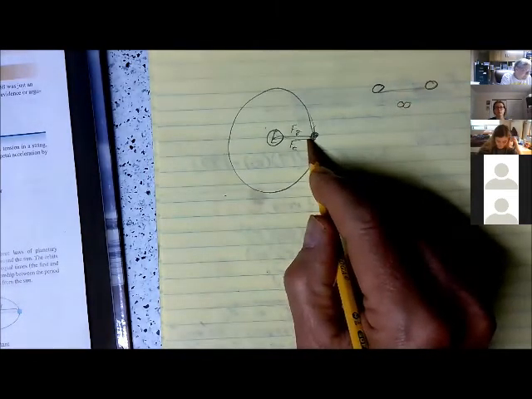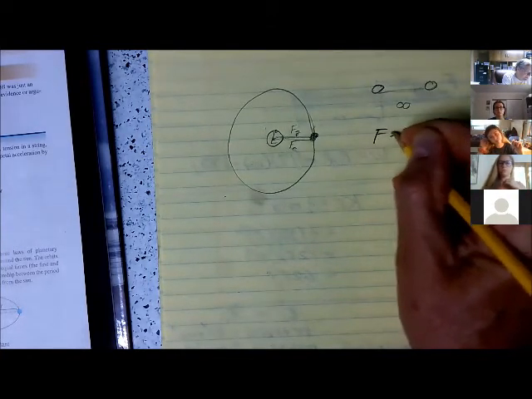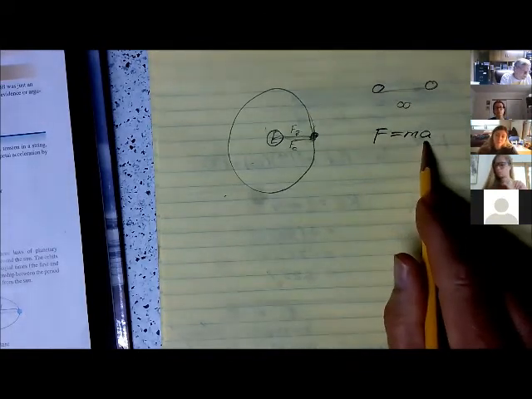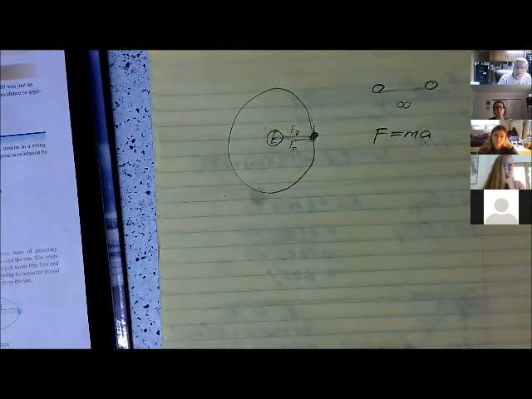So why doesn't the moon fall down and hit the Earth? There's only one force. It's unbalanced. So we know F equals ma. The moon should fall down and hit the Earth. Why doesn't it? Anybody?